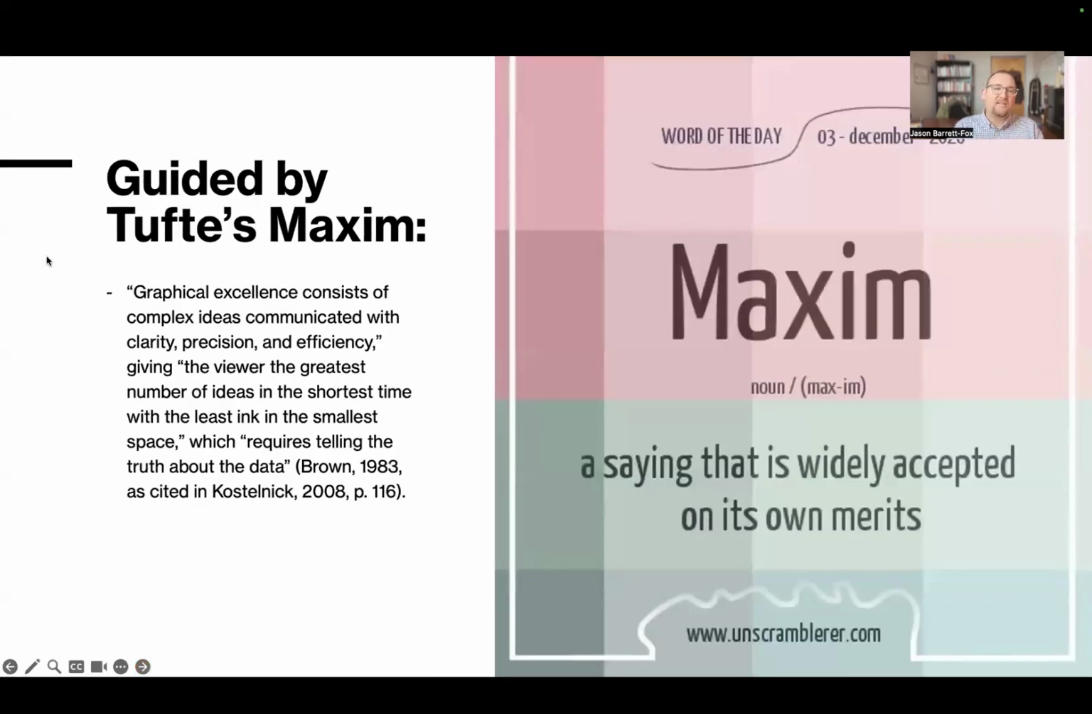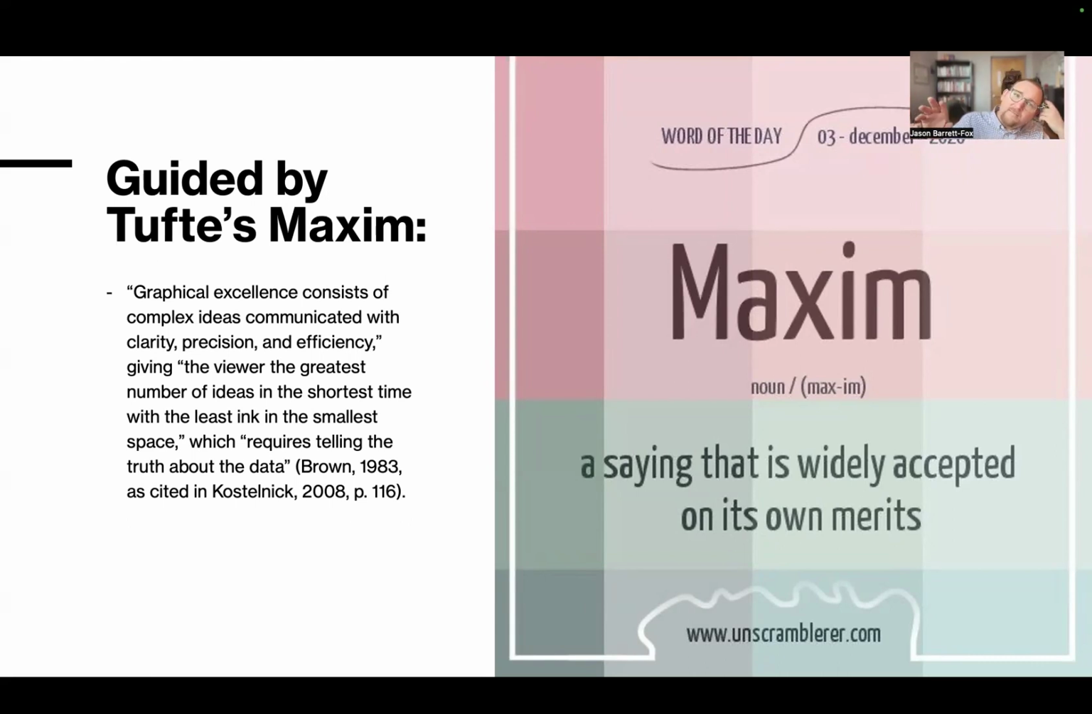Something that guides Kostelnik's work here, and guides a lot of data design in technical and professional writing, is Tufte's maxim. And I give you a sense of what a maxim is here on the right side of the slide. It's a saying that's widely accepted on its own merits. A maxim or an axiom might be another word for it. It's a claim at truth that's widely accepted. And so this is Tufte's maxim about conveying things in the most effective possible way.